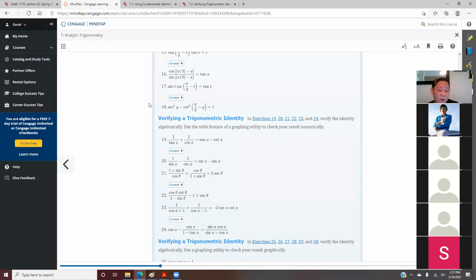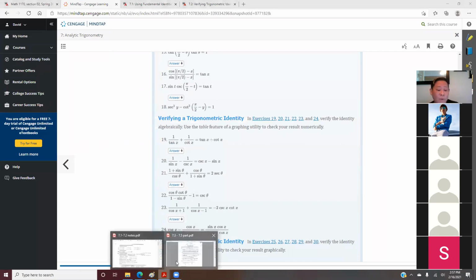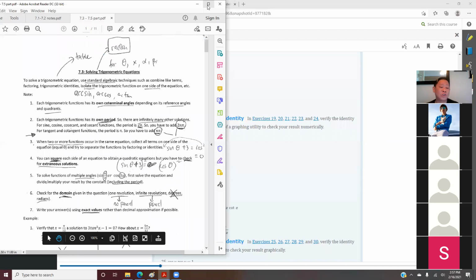Now, the next thing we're going to talk about in today's class is 7.3. This is the very last section here. This is solving equations. Last time when we did proving, you cannot solve. Now we are solving. So how do we solve? You solve an equation.